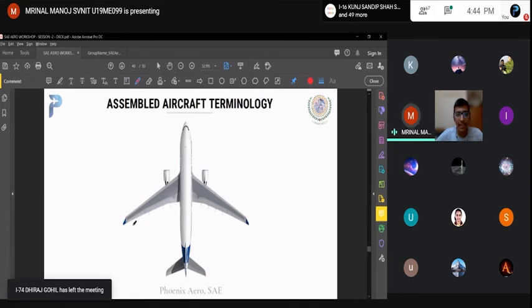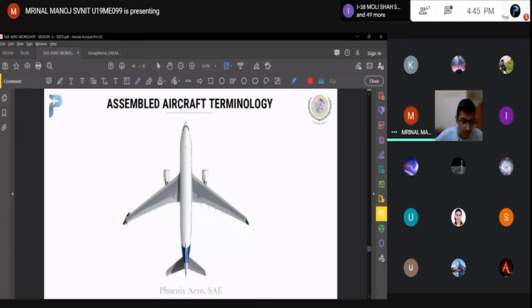Now I'll be explaining some of the common points related to the wing and some with the aircraft. So we have over here the very edge of the wing. This is called the wingtip. And where the wing is connected to the fuselage or the body of the aircraft, this part of the wing is called the wing root.